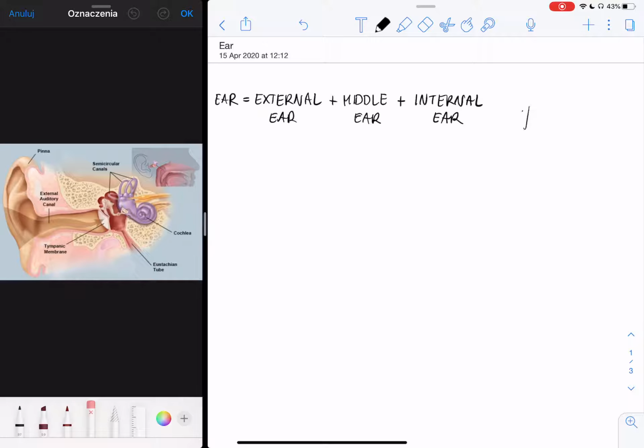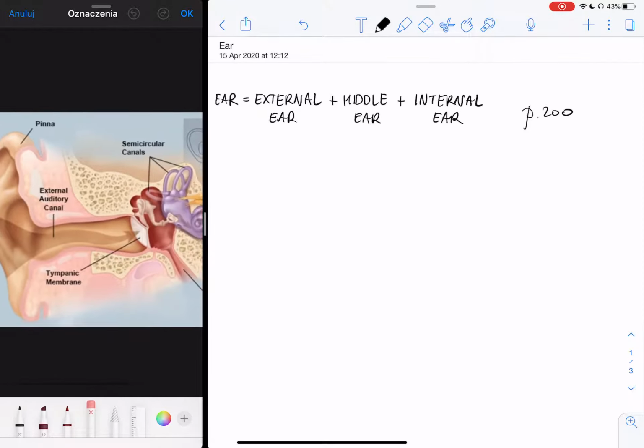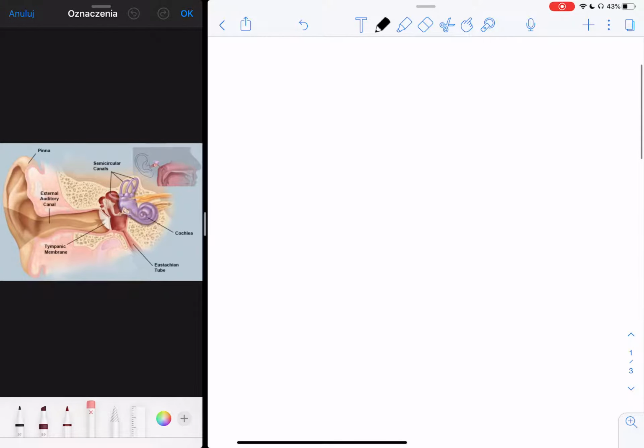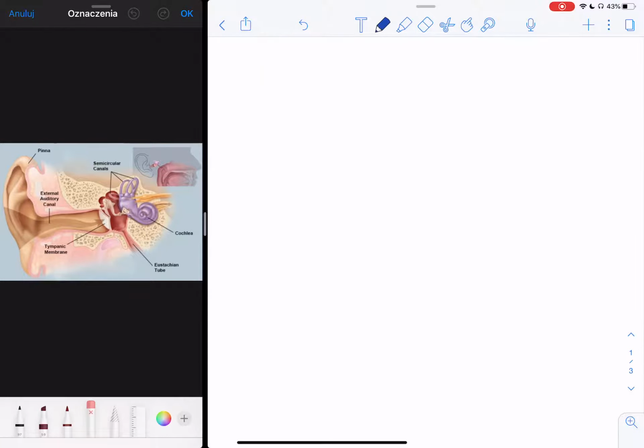And guys, you have a nice diagram on page 200 in your textbook, but it is in Polish. In case you need, you can always open it and take a look, but I also have a simple diagram in here. So guys, let's begin with the external ear, which I will be marking in blue.